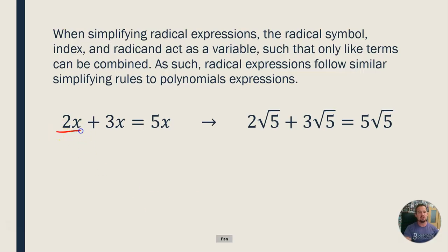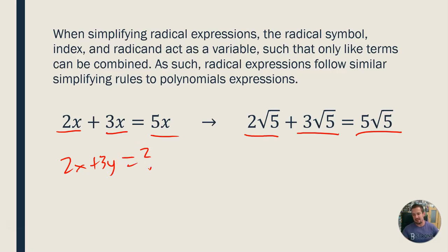So for example, if I add 2x plus 3x, I can add those together because they're like terms. 2x's plus 3x's is 5x's. In a similar fashion, if I add 2 square root of 5 plus 3 square root of 5, I have 2 of this thing and 3 of this thing. They're the same thing, so if I add them together, I get 5 square root of 5. But if I had 2x plus 3y, I can't simplify that anymore. So if I had 2 square root of 5 plus 3 square root of 7, I can't add those together because they are not the same. They are not like terms.